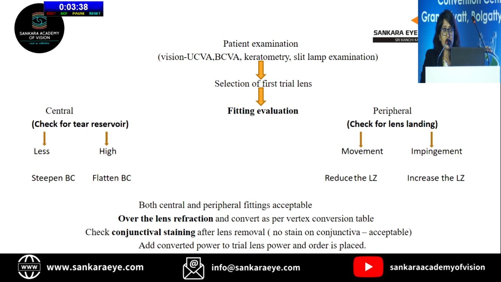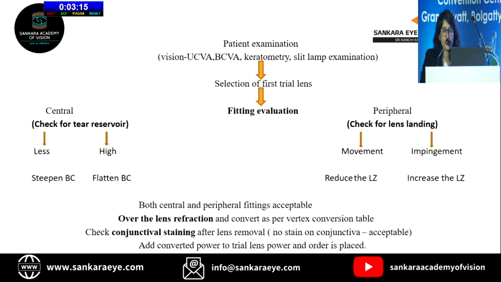After the lens is fitted, we check for the central fitting and the peripheral fitting. For the central fitting, we look at the tear reservoir. As told earlier, this is non-preserved saline mixed with sodium fluorescein. In other words, it is called the vault of the lens. The central vault should be between 200 to 400 microns. If it is less or more, we steepen or flatten the base curve accordingly.